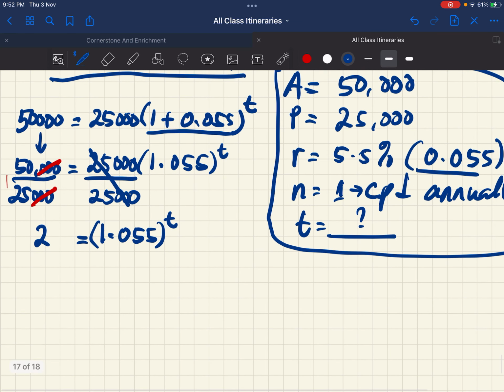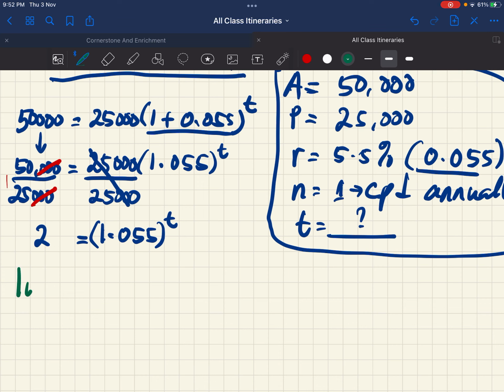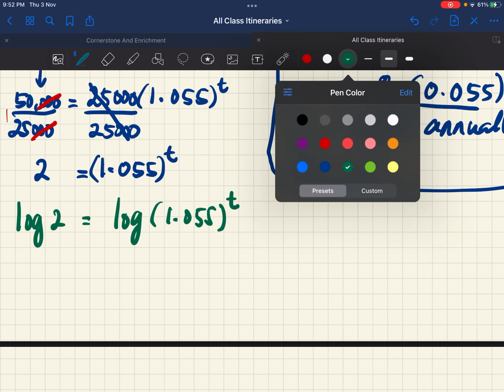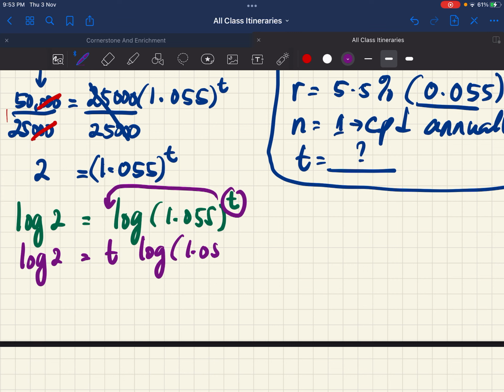So there's only 2 here. Okay, I'm going to use a different color now. Here, I'm going to use the logarithms this time. I will say log of 2 is equal to the log of 1.055 raised to t. Now we're going to use the power property of our logarithm. So log 2 is equal to t times the logarithm of 1.055.